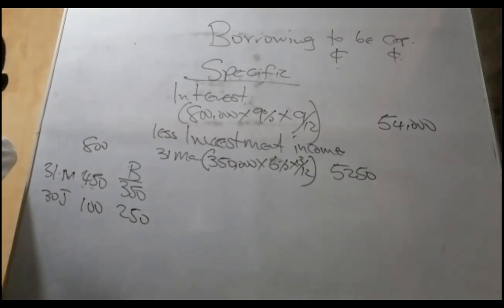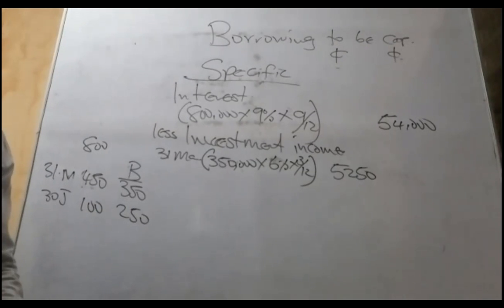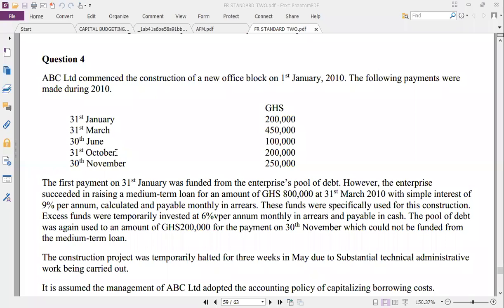And this 250 will be free until the next withdrawal. When is the next withdrawal? You just have to look for the next withdrawal. The next withdrawal was on 31st October. So from 30th June to 31st October, how many months? July, August, September, and October. That makes 4 months.